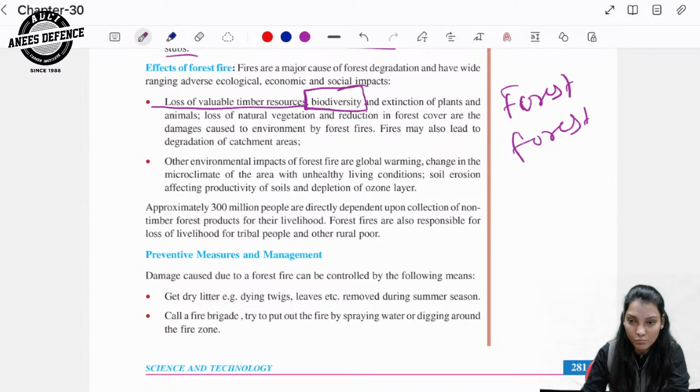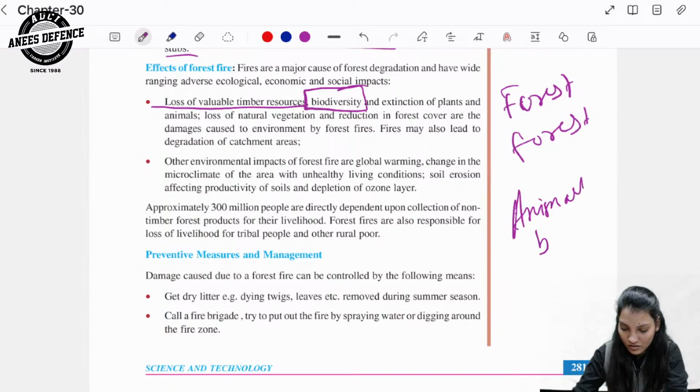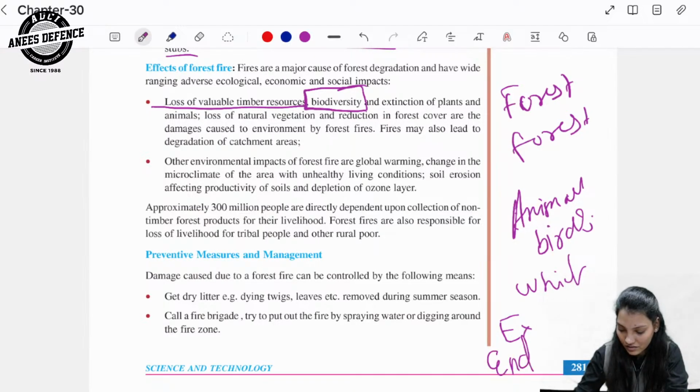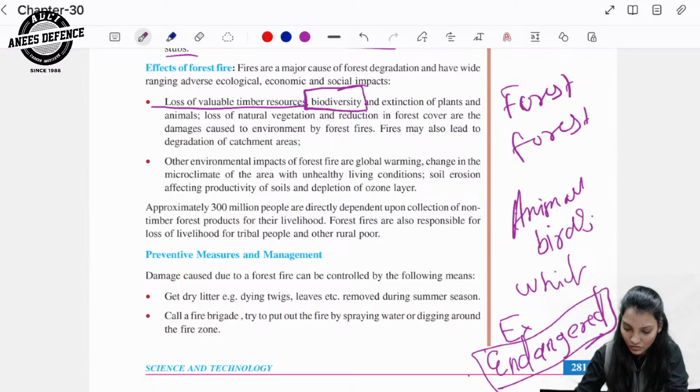The major impact is on biodiversity. There are so many animals, birds, which are residing in the forest. So there are so many animals which are already in the extinct category, or which we consider as endangered. So these are all vulnerable animals. If forest fire is there, we can lose these species of animals. So we can consider forest fire a very disastrous activity, not only for humans but for animals and plants.